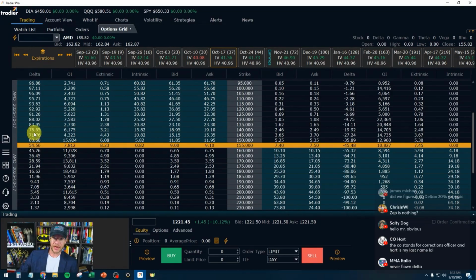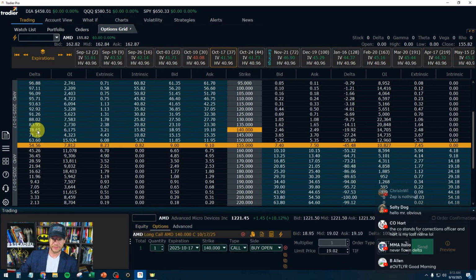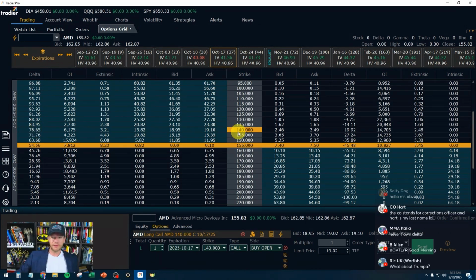But for example, I love to trade the 80 delta ballpark. This one's just on my screen, I didn't pick it ahead of time. AMD October 17th. 80 delta is going to be roughly the 140 strike. So you could see 78 or 83. That means for every $1 change in AMD, this option price will grow from 19.10, if you were to buy it, by 78 cents.